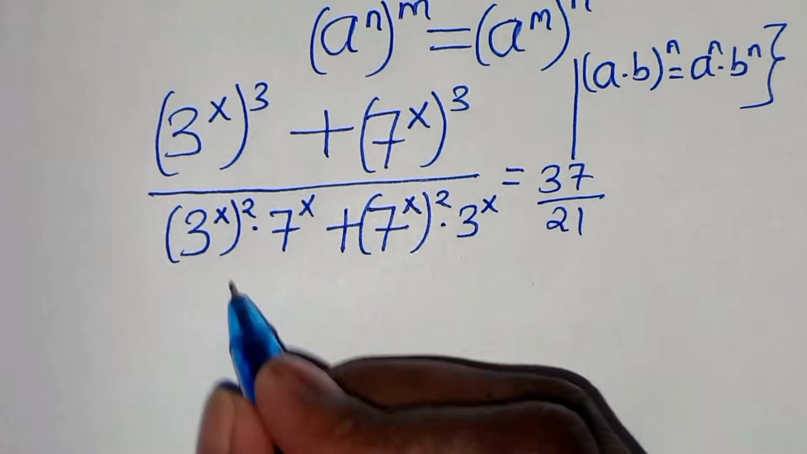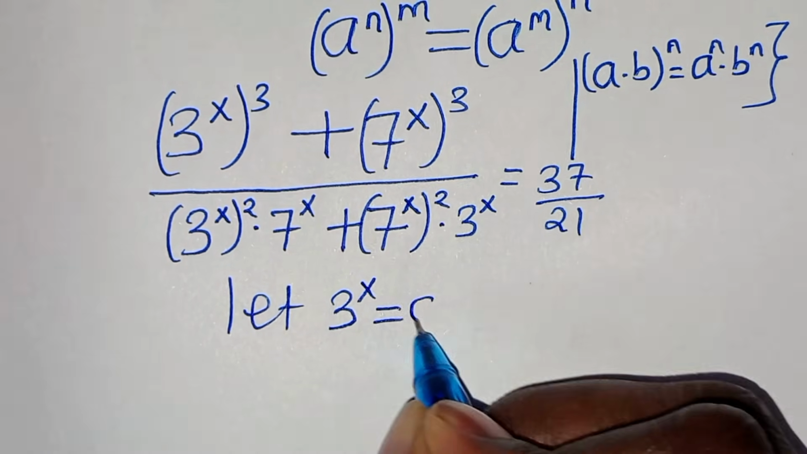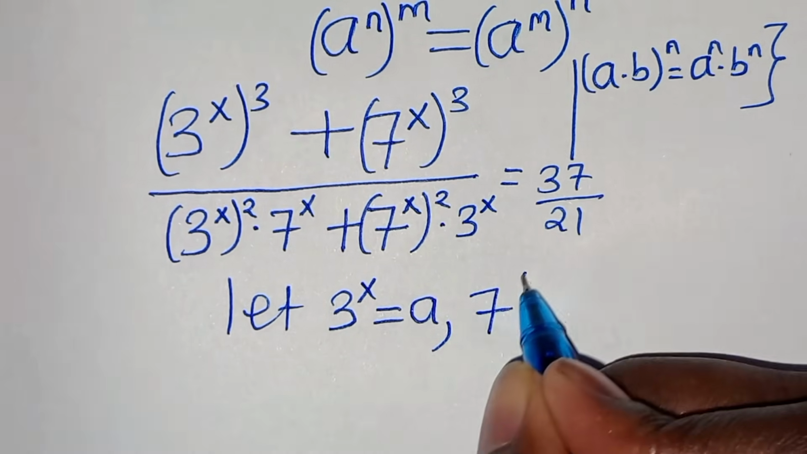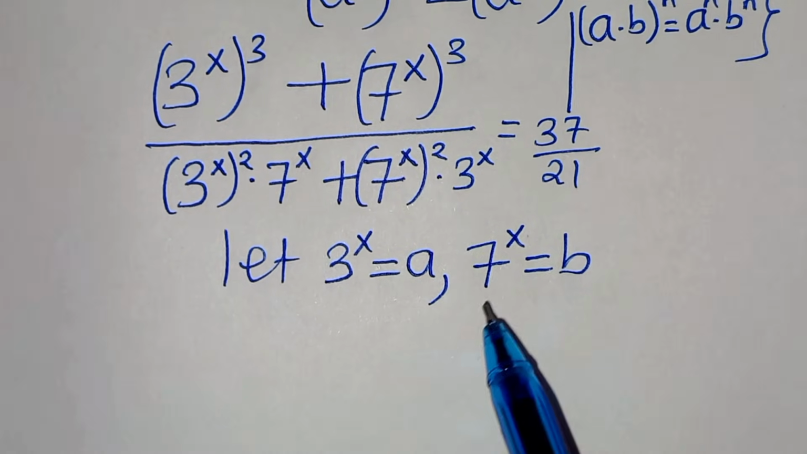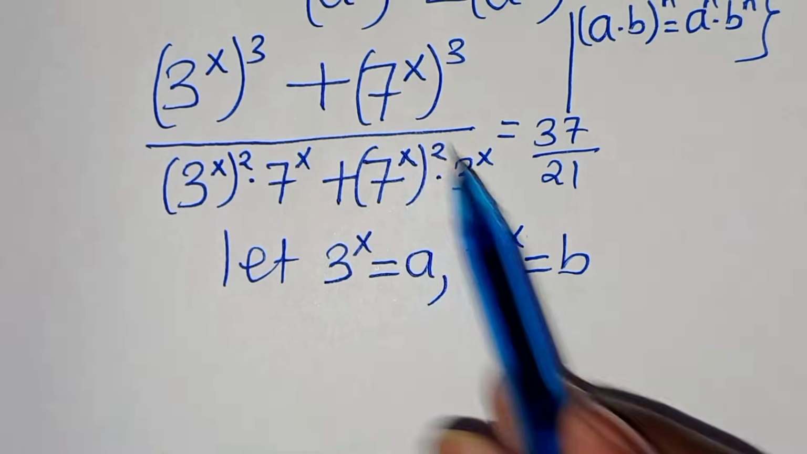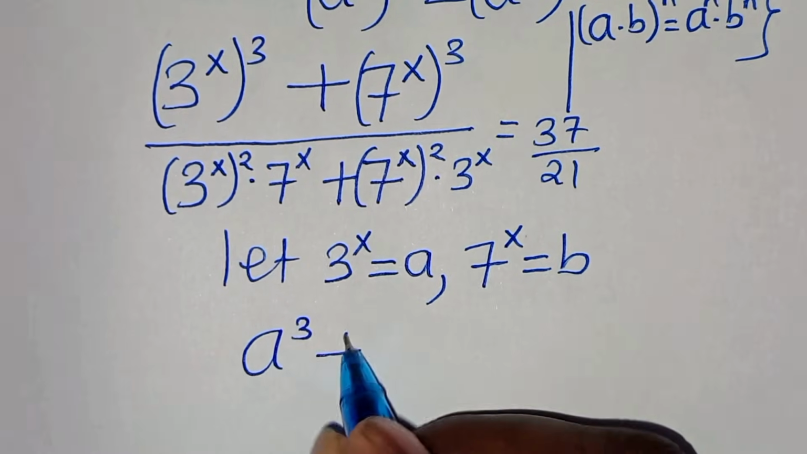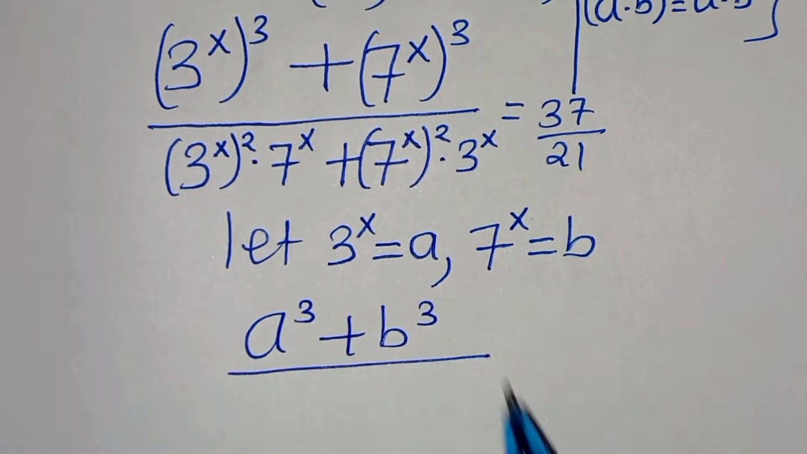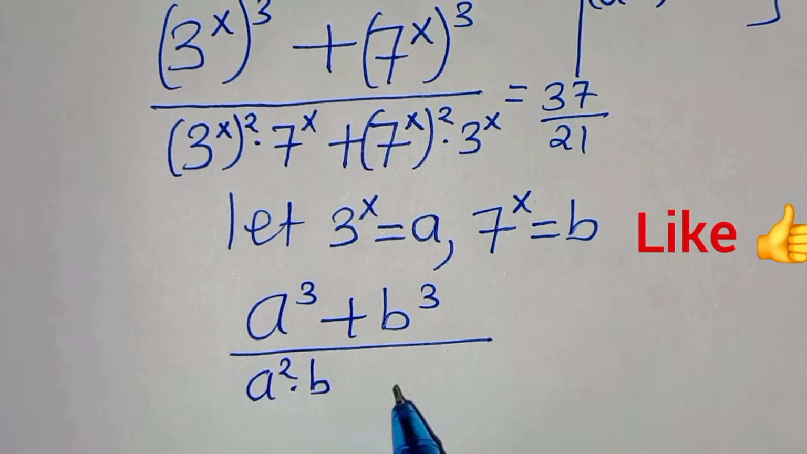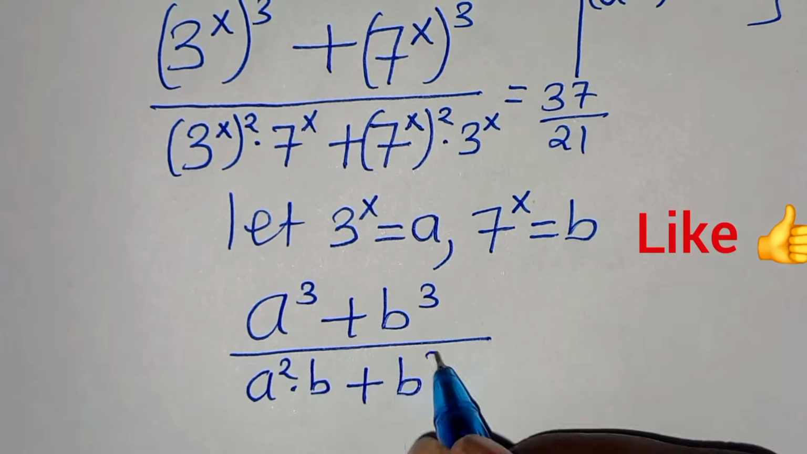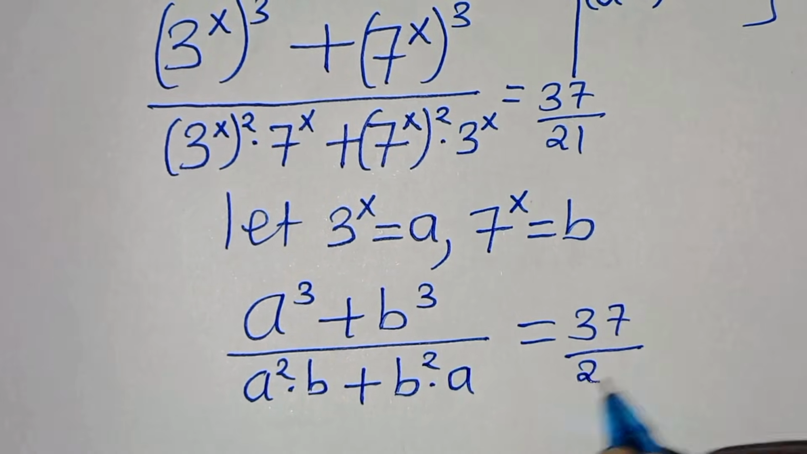The next step is that we can let 3 raised to the power of x be equal to a, and 7 to the power of x be equal to b. So let's express this equation in terms of a and b. So we have a to the power of 3 plus b to the power of 3 divided by, now here we have a squared times b, then plus b squared times a. This is equal to 37 divided by 21.